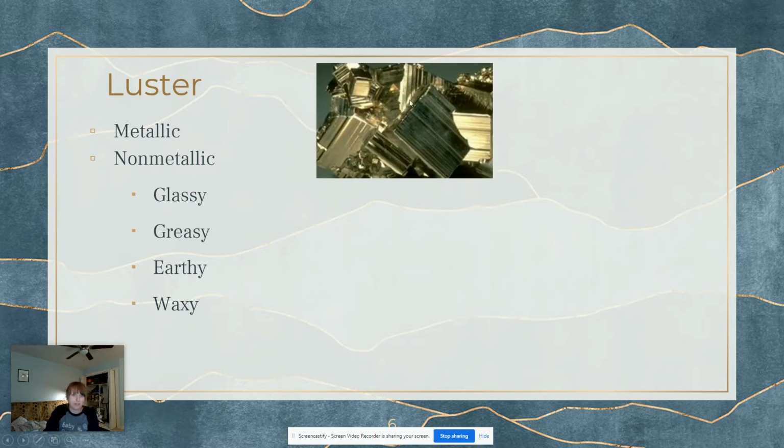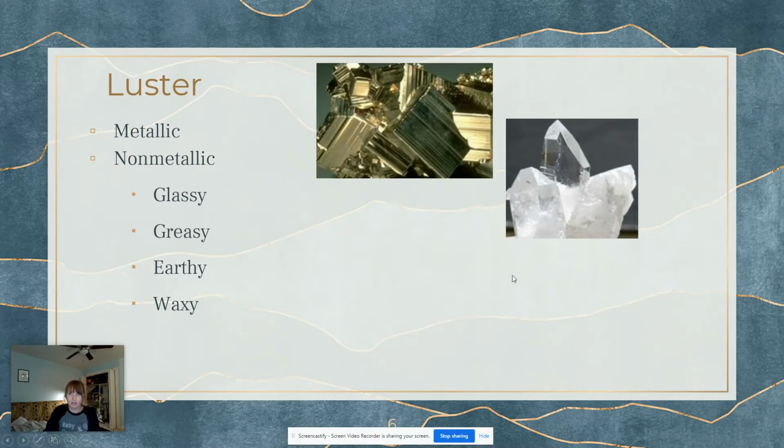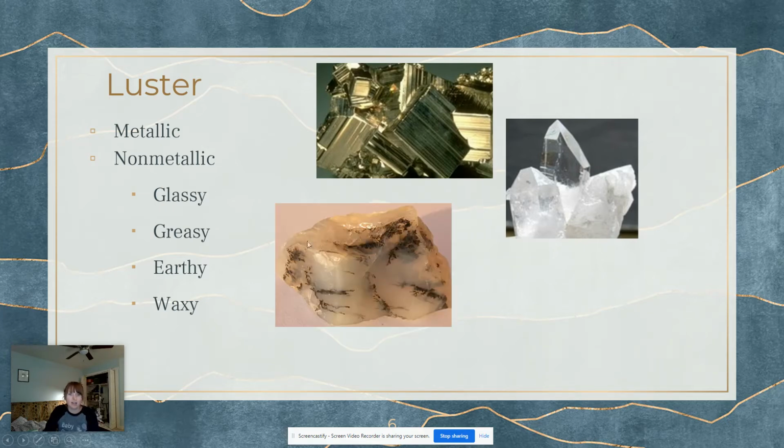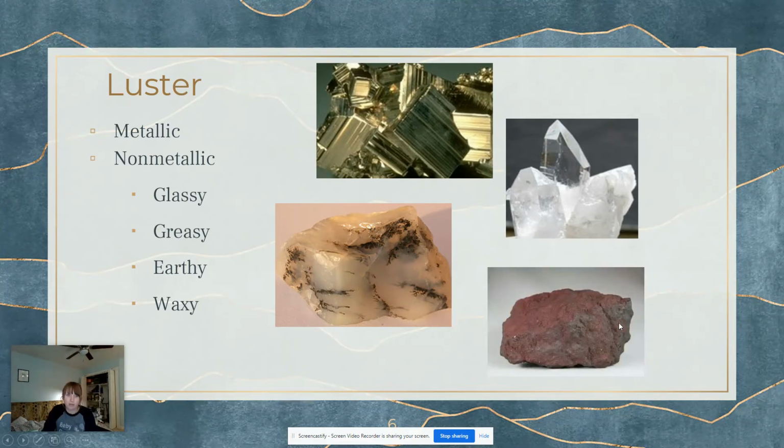So here's something that's obviously metallic. Here's something that's glassy. It appears to look like glass. Here's something that I would probably describe as waxy or greasy. Looks almost kind of wet. And then here's a sample that would be earthy. So it looks kind of soily, but it's more of like a rough brown kind of not shiny material.